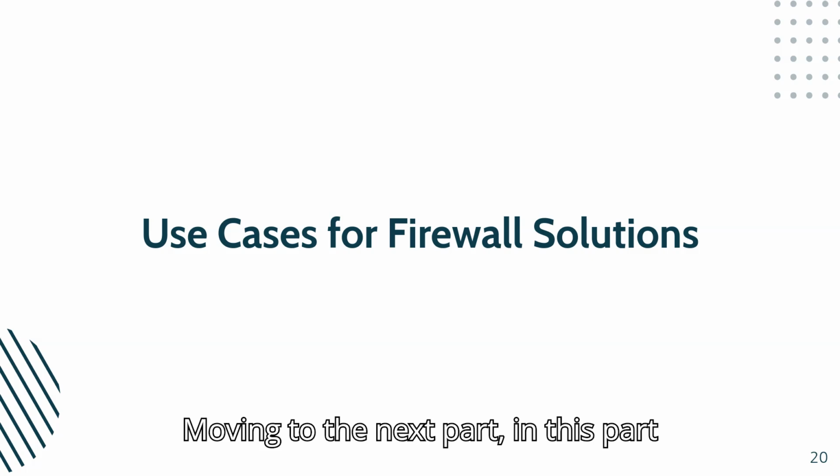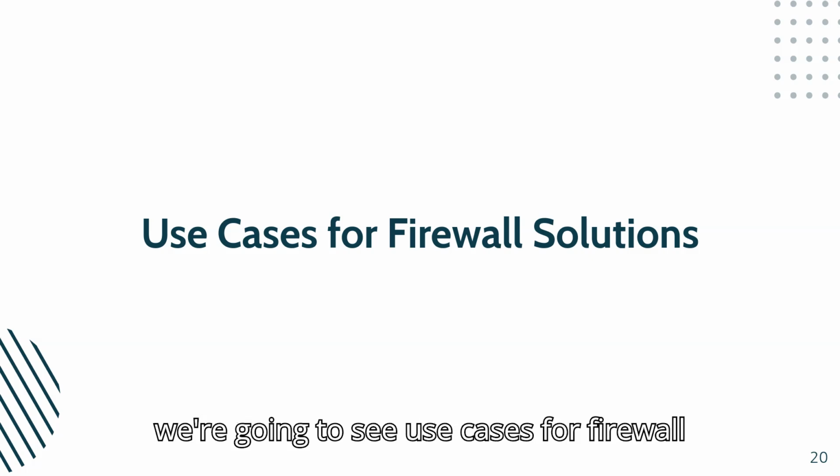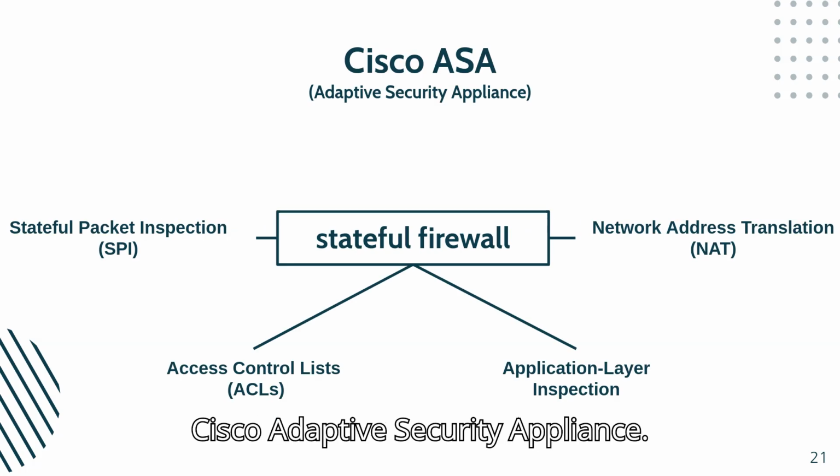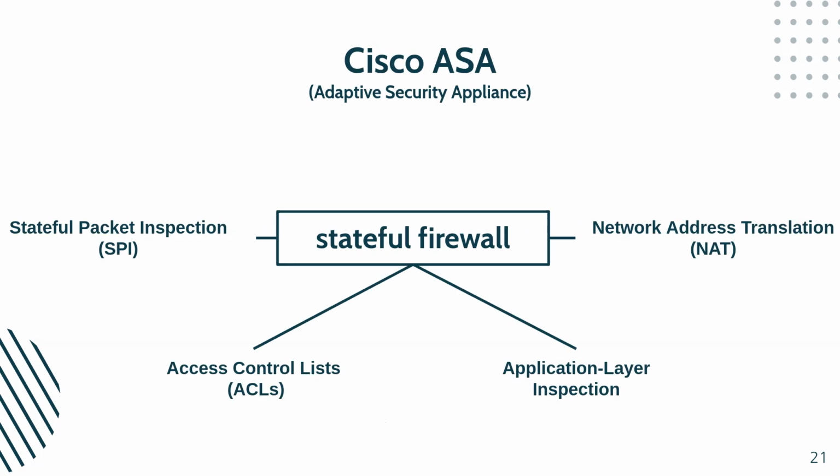Moving to the next part. In this part, we're going to see use cases for firewall solutions. We're going to start with Cisco Adaptive Security Appliance.